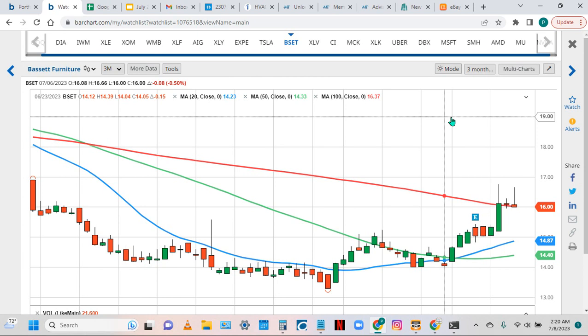So you guys can just see the difference in momentum. Again, Bassett has been in a longer-term downtrend. The 20-period moving average is starting to go up. That's a positive sign for that company.